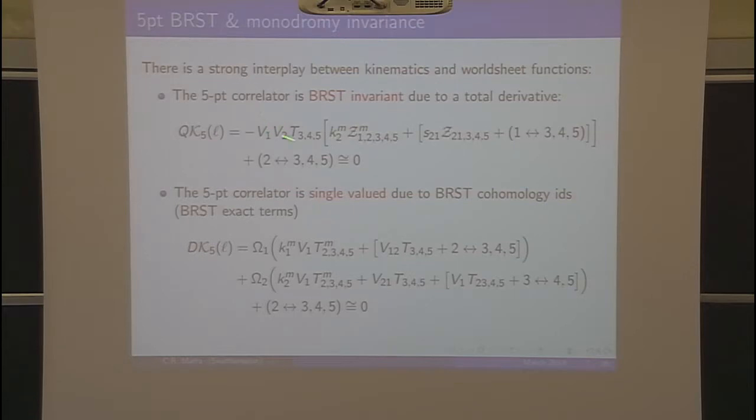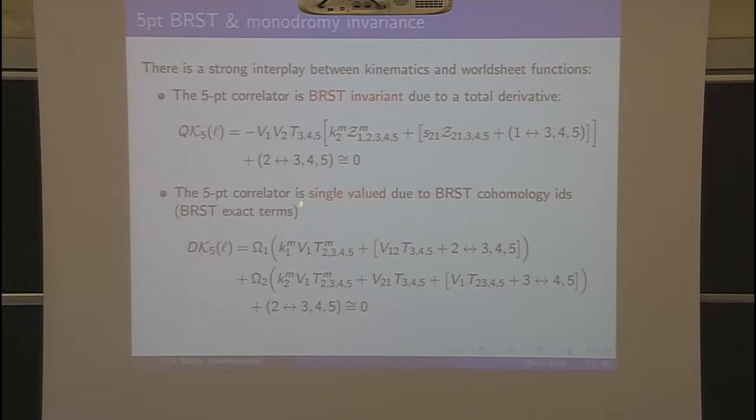So you get some overall factor that depends on the kinematics, the polarizations and momenta, and inside the bracket here you get just a function on the surface. And this function here, once you plug their explicit expressions, you can see that they translate to a total derivative. So the BRST variation of the correlator is 0 up to total derivatives on the worldsheet.